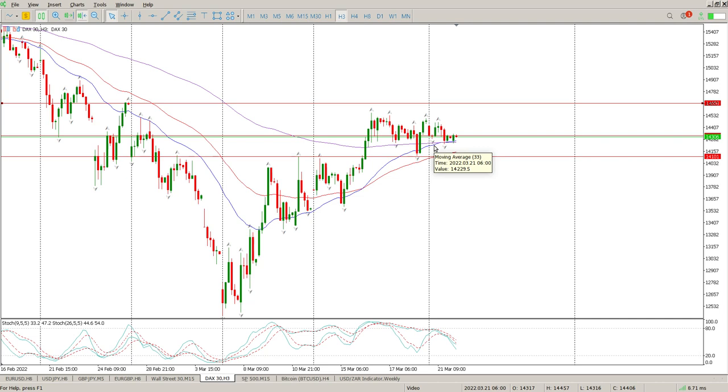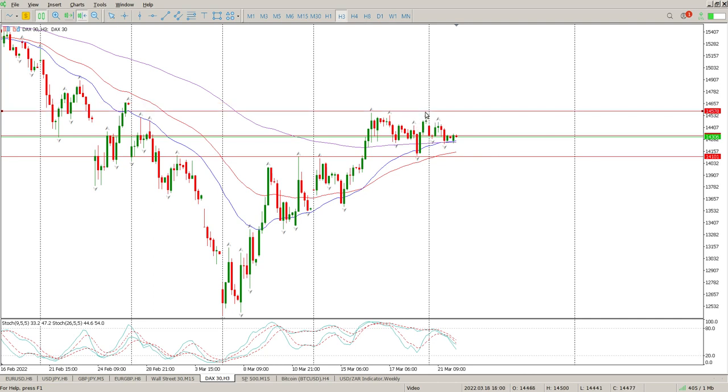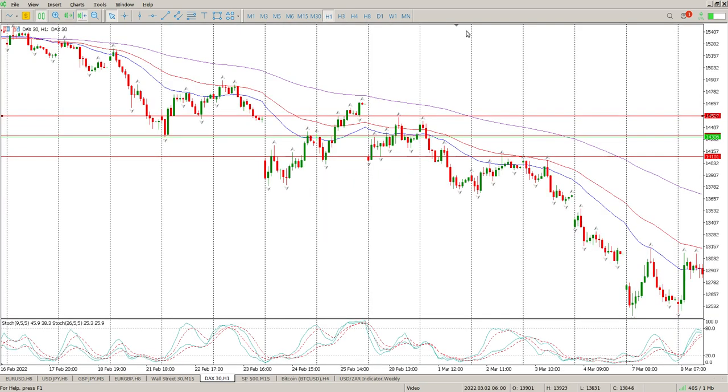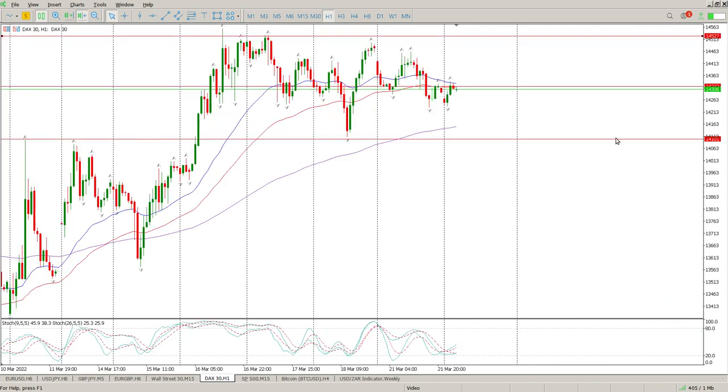Obviously we're looking for the 66 and the 155 to cross over as well. So for me at the moment, this is range bound. That is the top of the range, 14,527. Start breaking above that, then we start getting the continuation.